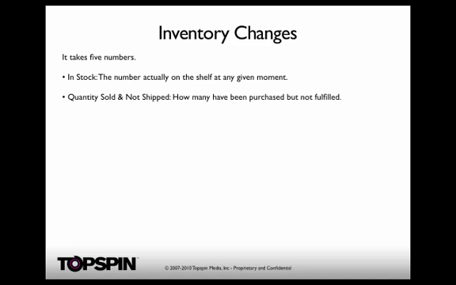The next number is quantity sold and not shipped. Quantity sold and not shipped is a number that Topspin manages, and it is a running count of how many items have been purchased against the in stock but have not been shipped. This number and the other numbers we're going to go through sum to form a quantity sellable concept, but we'll cover that when it's time. Again, the quantity sold and not shipped is just the number that have been sold, where a fan has spoken for a piece of in-stock inventory.